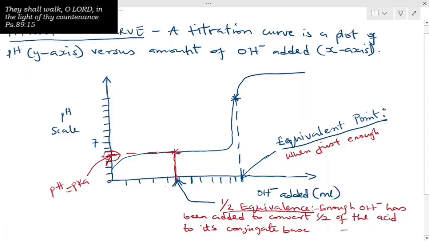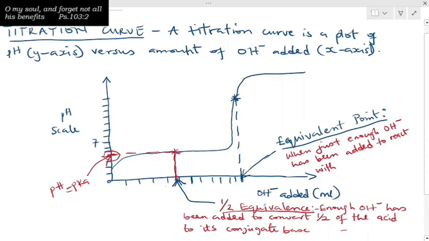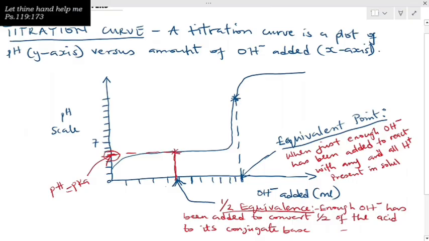When just enough OH minus has been added to react with any and all H plus present in solution.